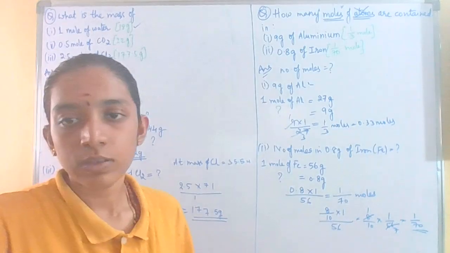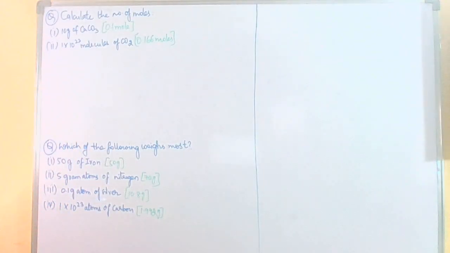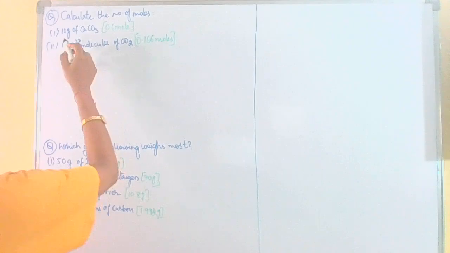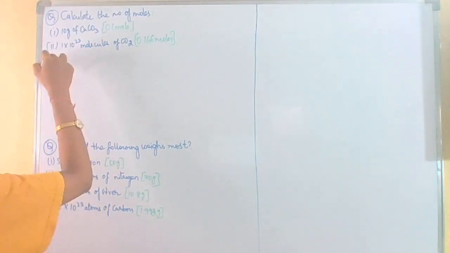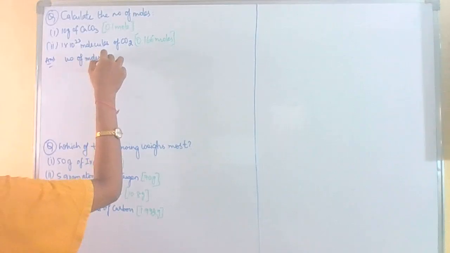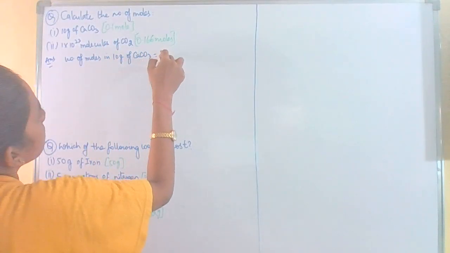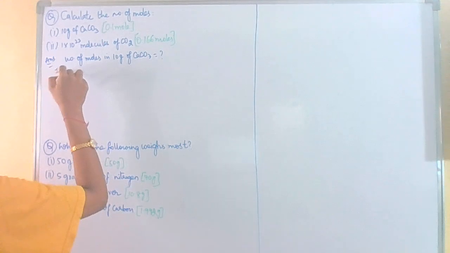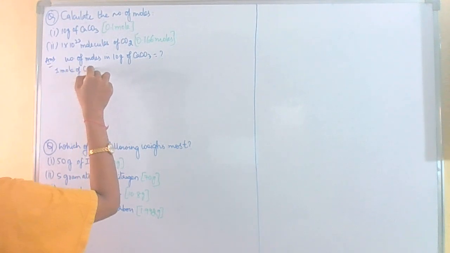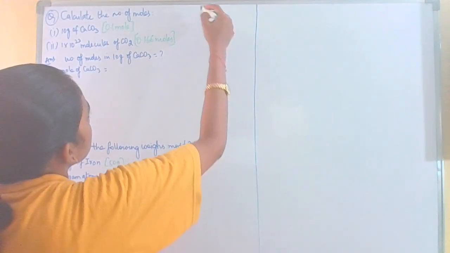We'll see the next question. Calculate the number of moles in 10 grams of CaCO3. They're asking us to calculate the number of moles in 10 grams of CaCO3. So first, 1 mole of CaCO3 is equal to... what is the gram molecular mass of calcium carbonate here?